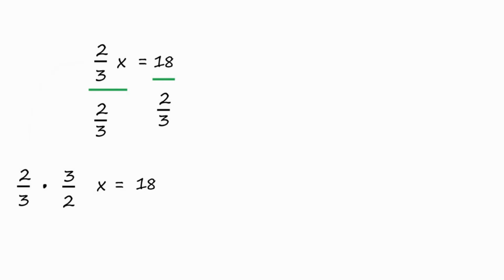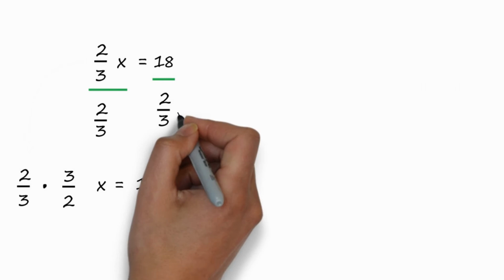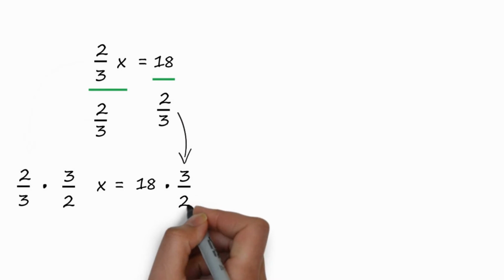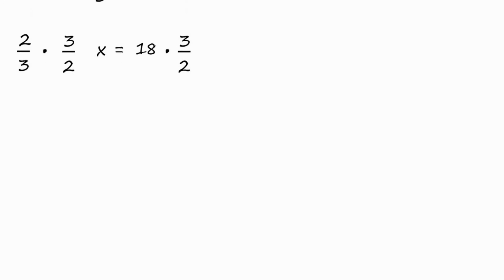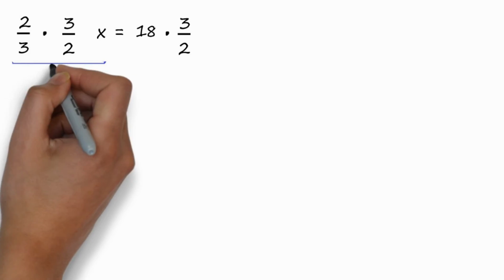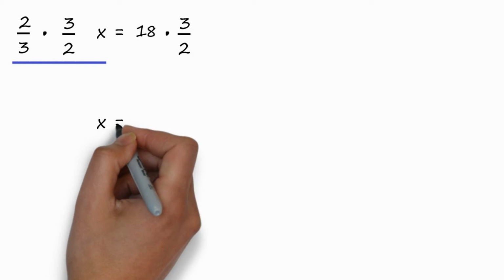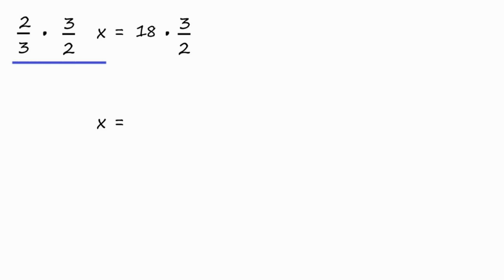So we'll write down the 18. We're going to invert and multiply. We're going to take our 2/3 and flip it over and multiply. So it'd be 18 times 3/2. On one side of the equation then, we have 2/3 times 3/2, which is 1. That leaves us with x equals, and on the other side, 18 times 3/2.